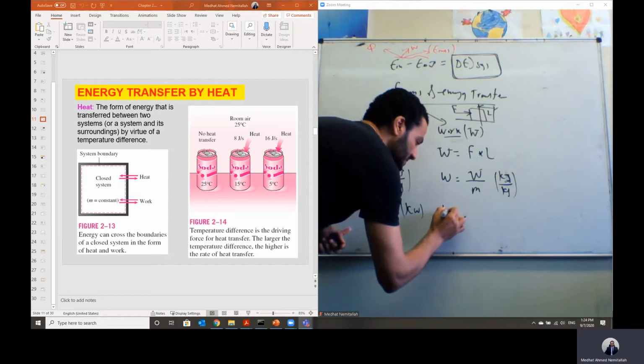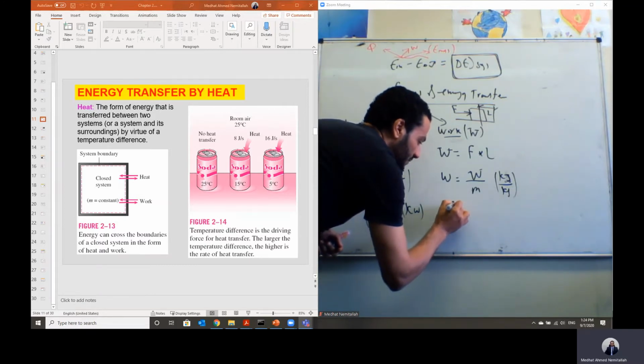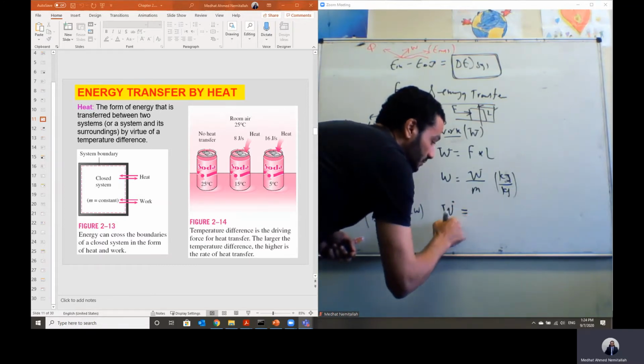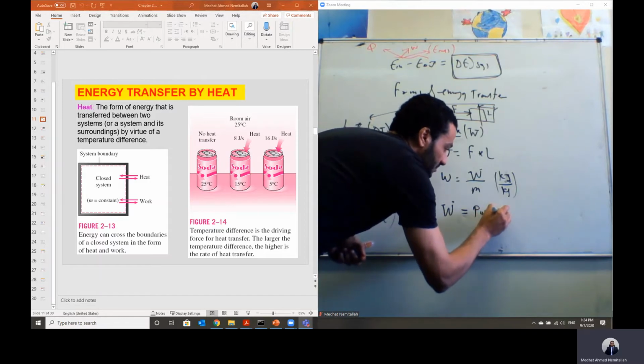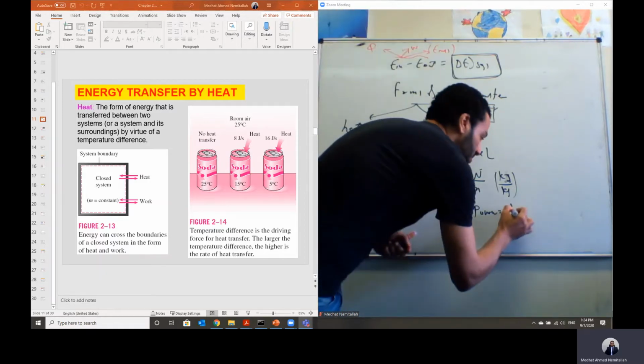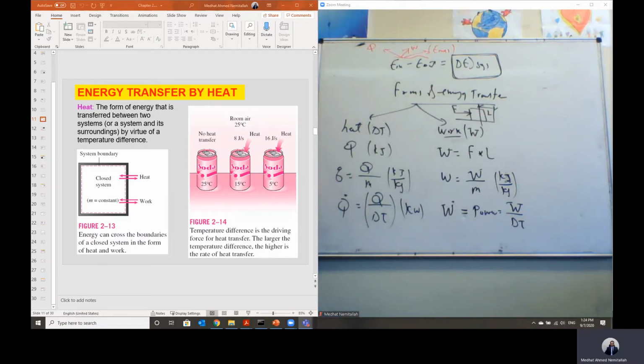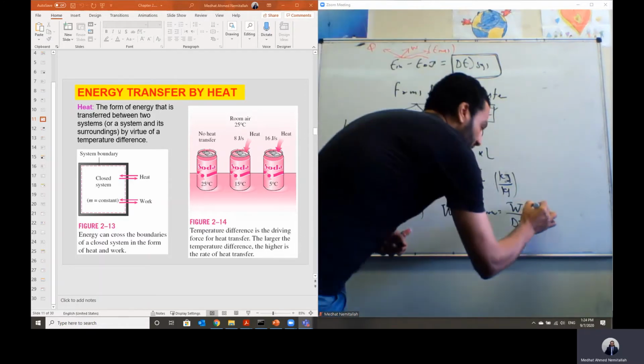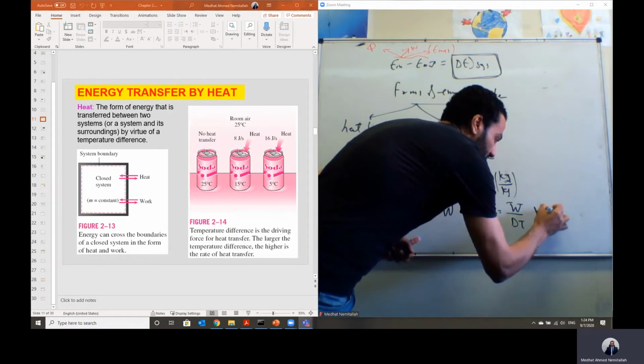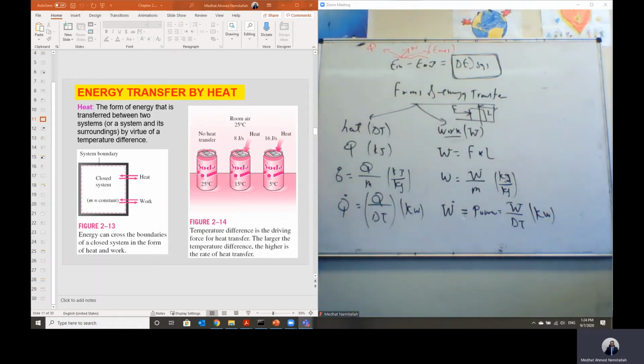Or we can use the rate of work done, W dot capital, which we call the power of the system. Power is the rate of work done, which is the total work applied over a system through a certain time delta T, calculated in kilojoule per second, which in this case we call kW. So those are the terminologies associated with the energy transfer by work.